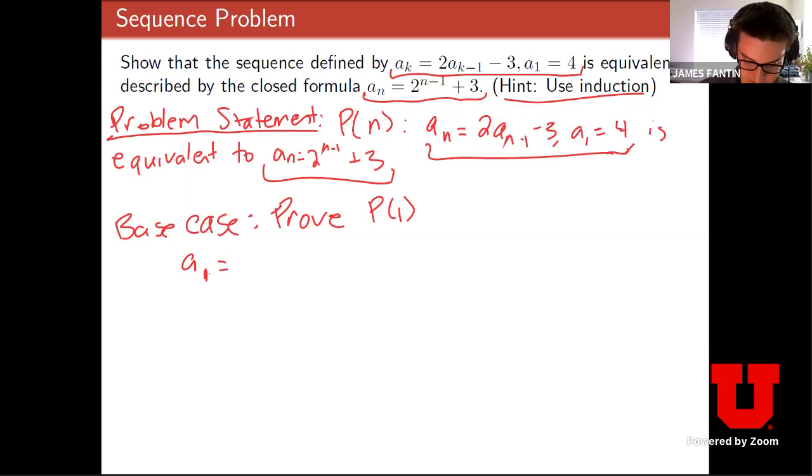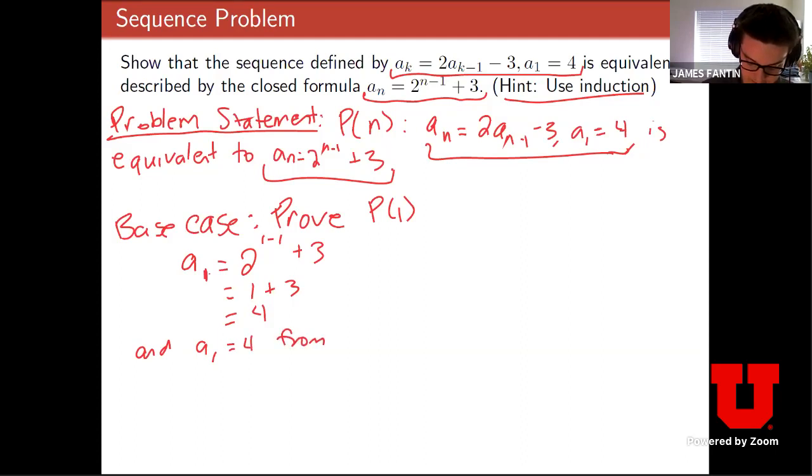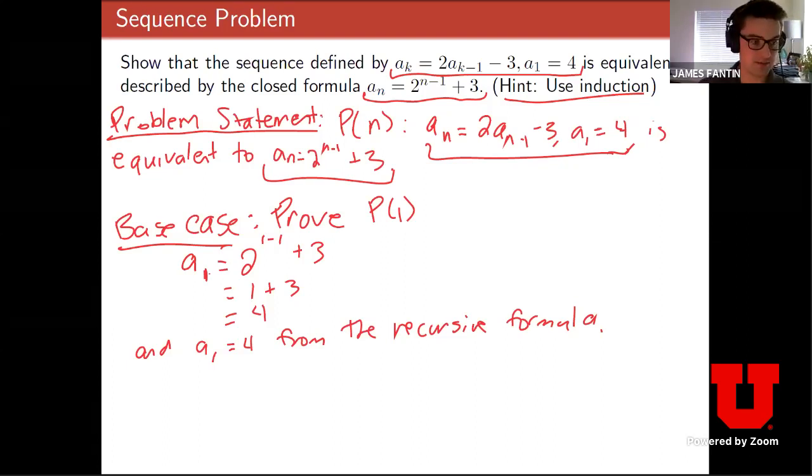So now we can go back. With proving p sub 1, we've got a sub 1, just verifying what the closed formula gives. a sub 1 is 2 to the 1 minus 1 plus 3. 1 plus 3 is equal to 4. And a sub 1 equals 4 from the recursive formula. So our base case has been shown. We looked at what the closed form gave, and said, hey, that's exactly what the recursive formula gave to us.